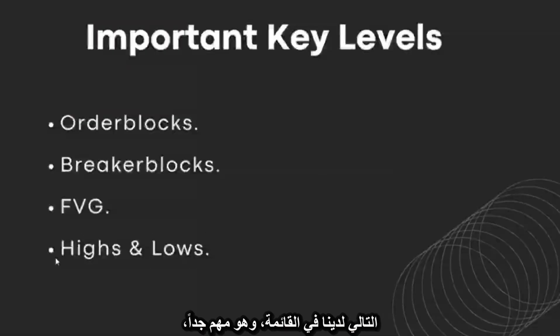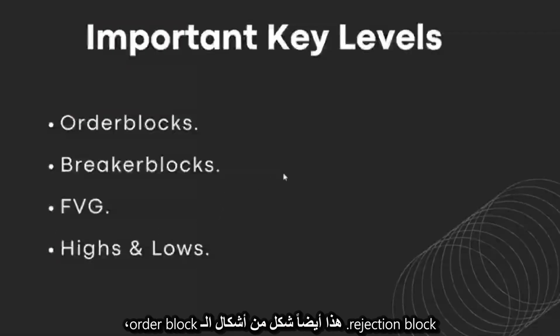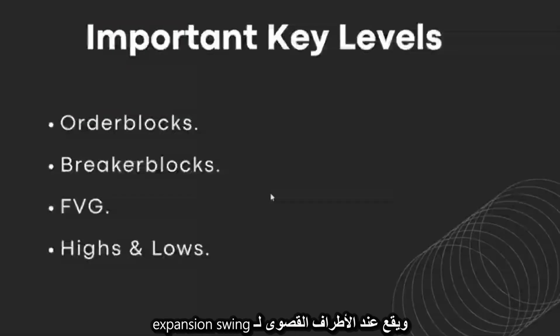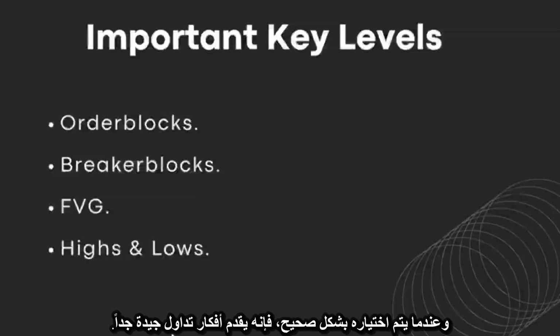The next one we've got on the list, a really important one, is a rejection block. This is also a form of an order block, but it's an extreme one and it lies on the extreme ends of an expansion swing and ranges, right? And when chosen correctly, it offers really good trade ideas.